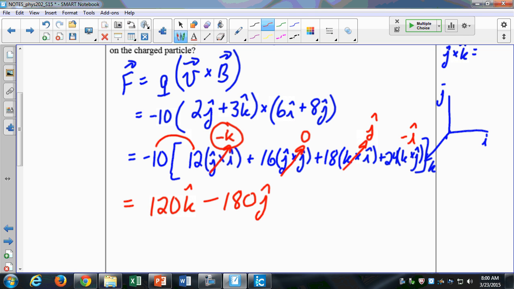Was it plus 240i? All right, so that's our force in vector notation.